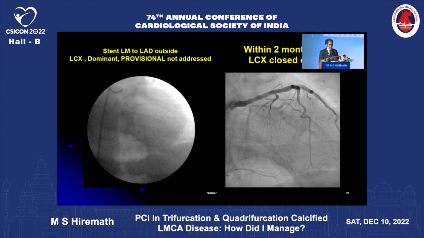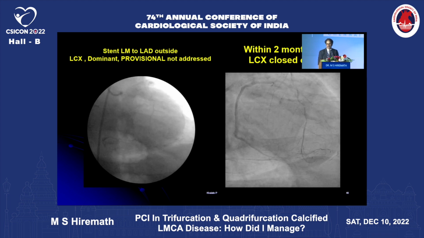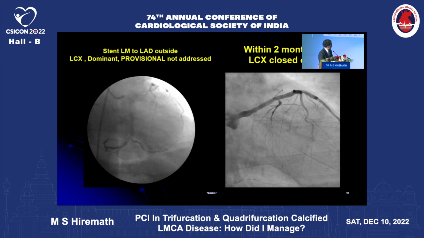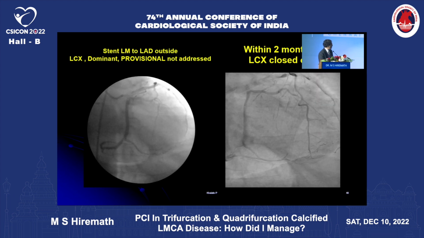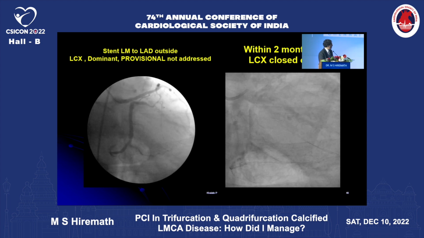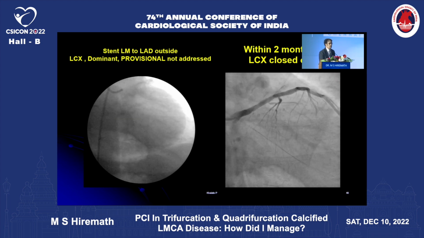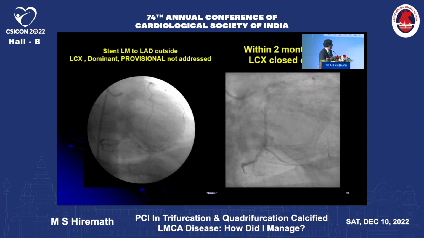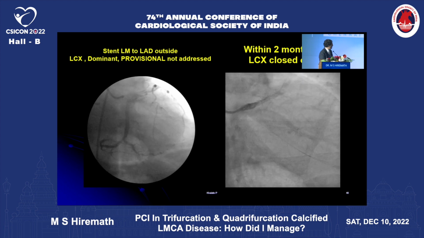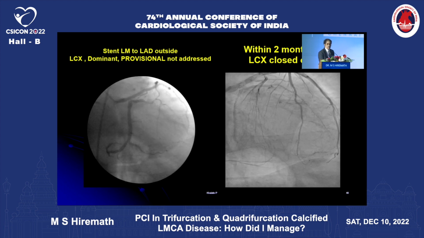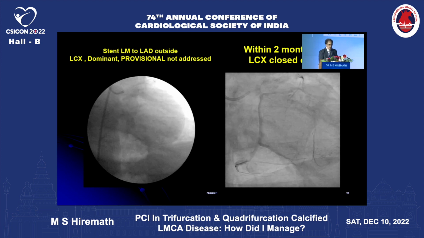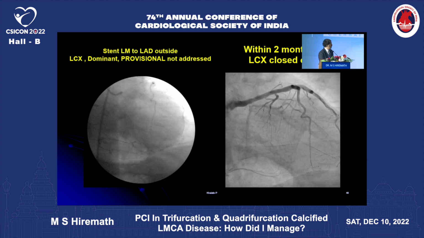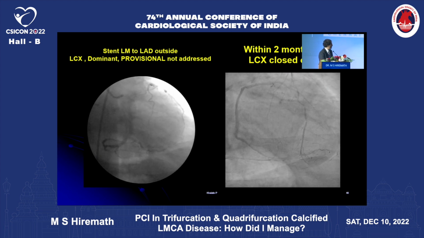This is another case. I'll just show this as a last case. This was done in another hospital, I think about 2 months back. So this is how the operator left. He put a stent from left main to LAD, and I find some narrowing at the mouth of the circumflex, which is again a dominant big circulation. For some reason, the operator didn't do anything to the circumflex. And as you would expect, within 2 months, patient came with heavy angina.